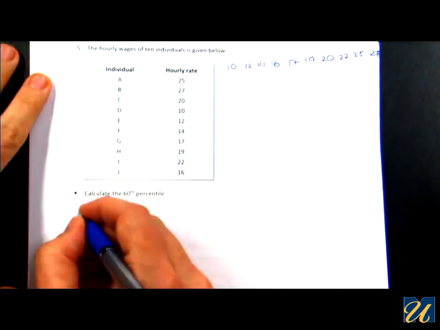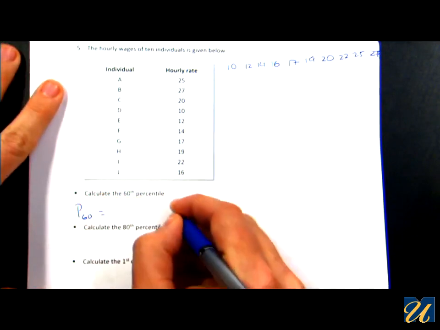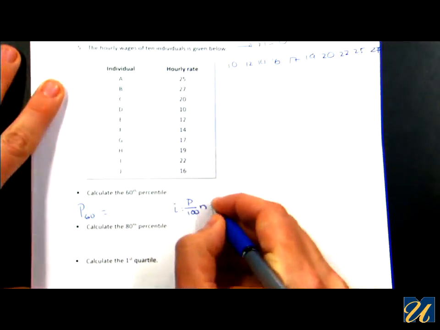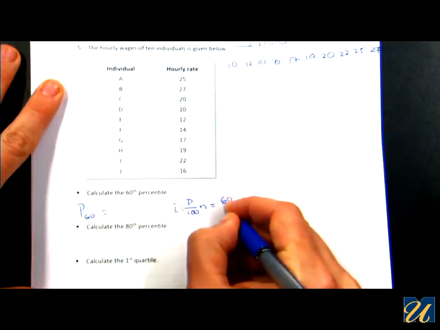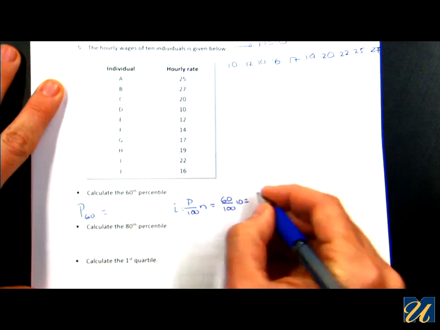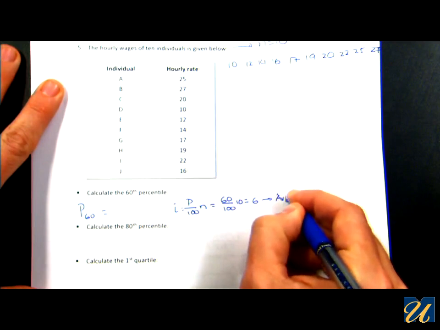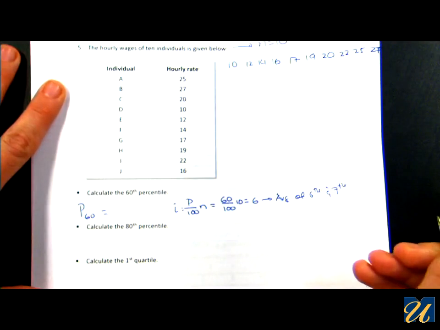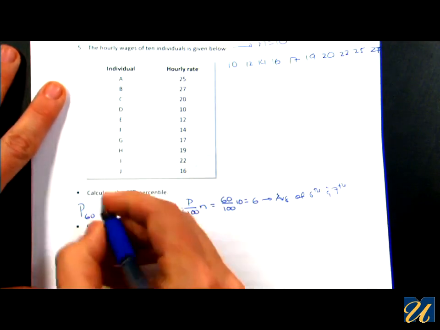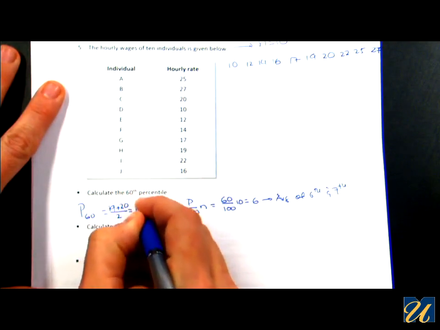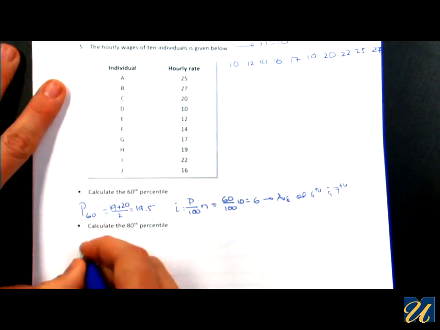I'm looking for the 60th percentile. i is equal to P over 100 times n. n is equal to 10. So for the 60th percentile, i is equal to 60 over 100 times 10. This is going to be equal to 6, which means I take the average of the 6th and 7th ranked observation. The 6th and 7th ranked observations are 19 plus 20 divided by 2, 19.5 for the 60th percentile.